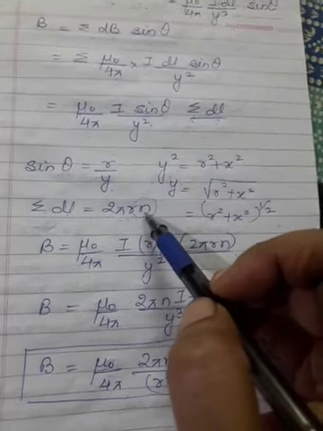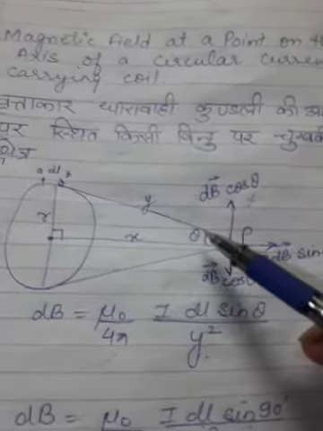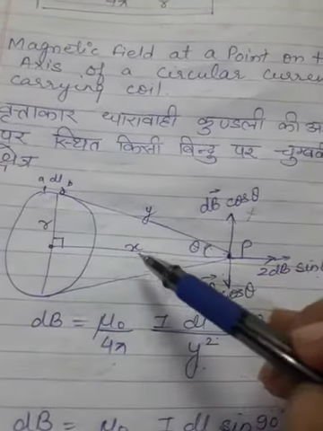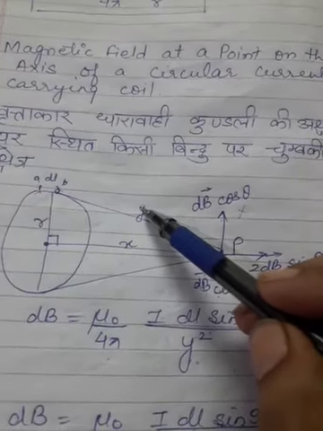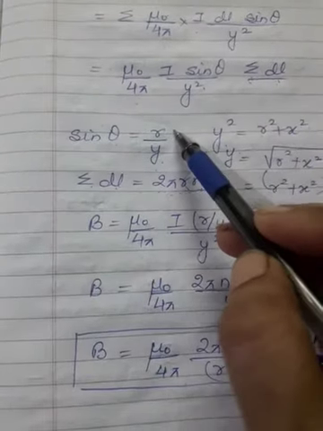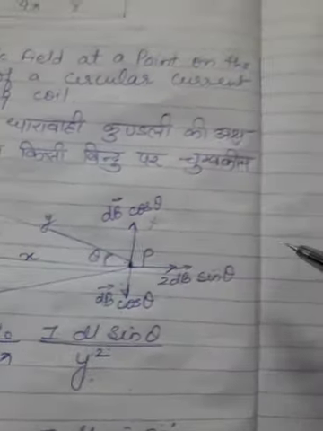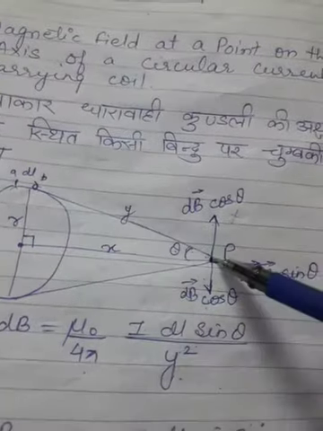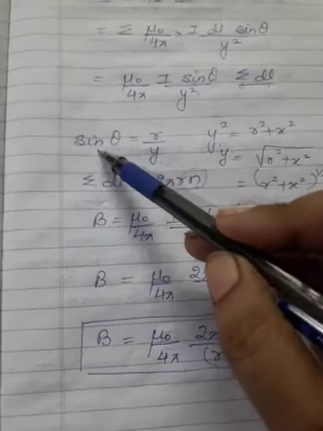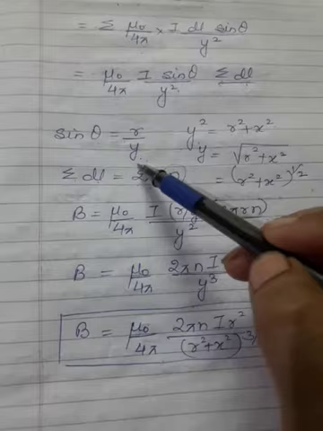more than one. Now, sin theta, according to our figure, theta opposite is r, this is your base and this is your hypotenuse. Hence, sin theta is equal to perpendicular upon hypotenuse. Hence, your perpendicular is r and your hypotenuse is y. Hence, sin theta is equal to r upon y.